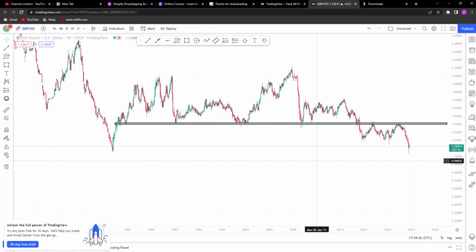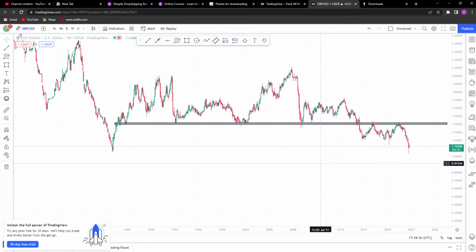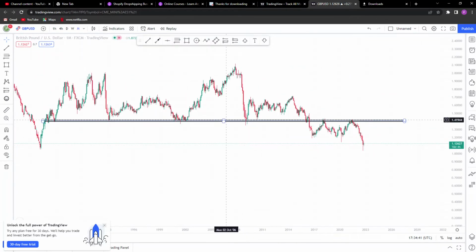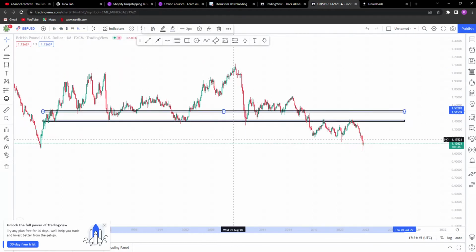So basically, look at this. Price tested here, failed to break, tested here, failed to break, pushed up, rejected it, pushed down, rejected it, pushed up, rejected it. This is a very strong zone. Let me just go ahead and clone that.